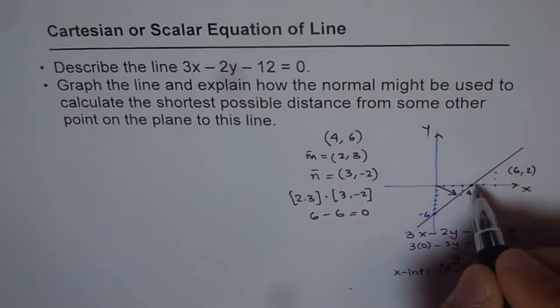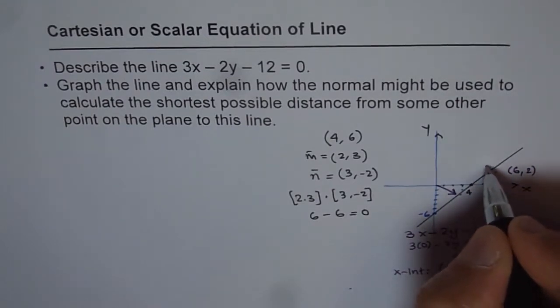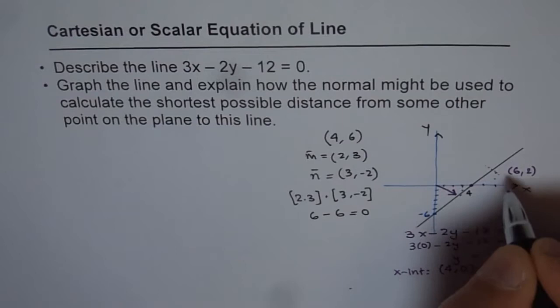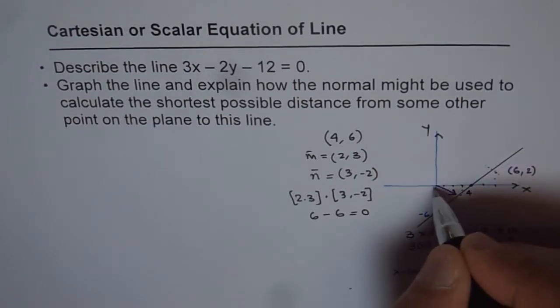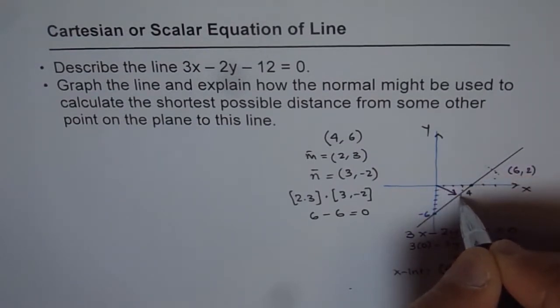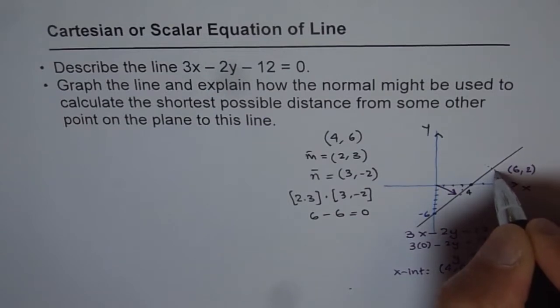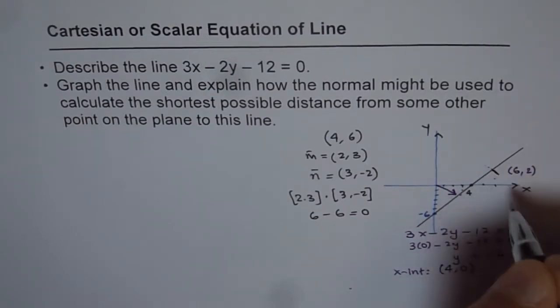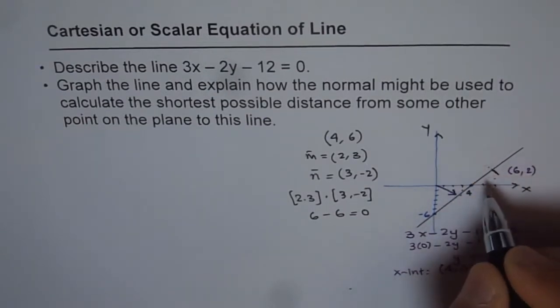So what we can do is draw a normal from the line. This normal will be parallel to the normal given to us, right? And the shortest distance is actually along the normal. Do you see that?